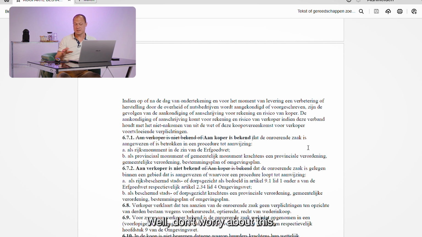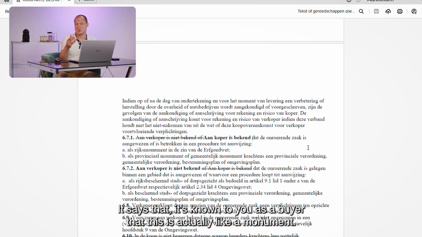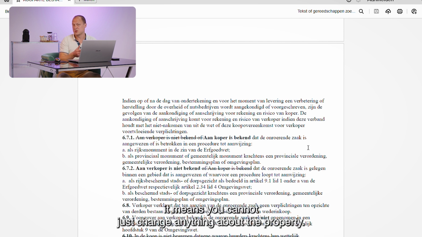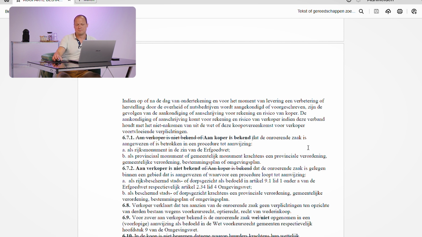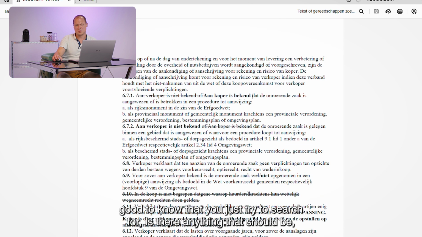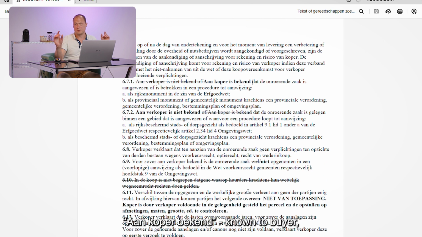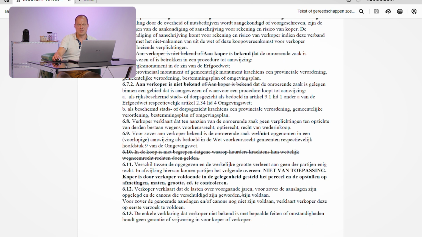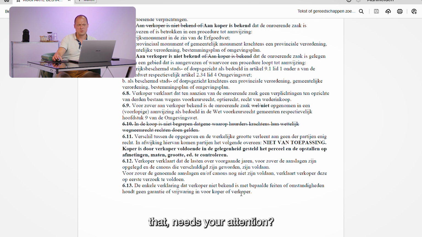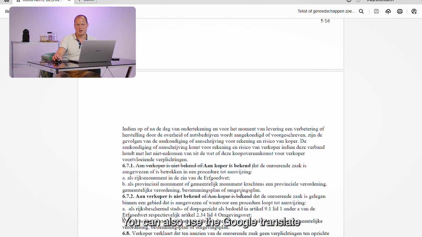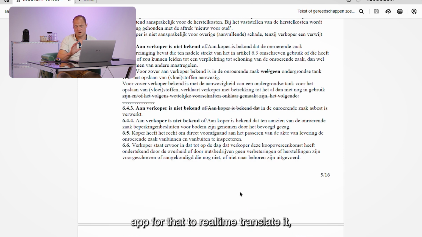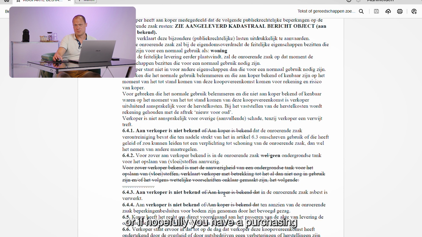Well, don't worry about this. In this case, in Article 6.7.1, it says that it's known to you as the buyer that this is actually like a monument. And if it's like a monument, it means you cannot just change anything about the property. So it's just good to know that you try to search for: is there anything that should be "aan koper bekend," known to buyer, that needs your attention. You can also use the Google Translate app for that, to translate it in real life, or if hopefully you have a purchasing real estate agent that helps you understand this.